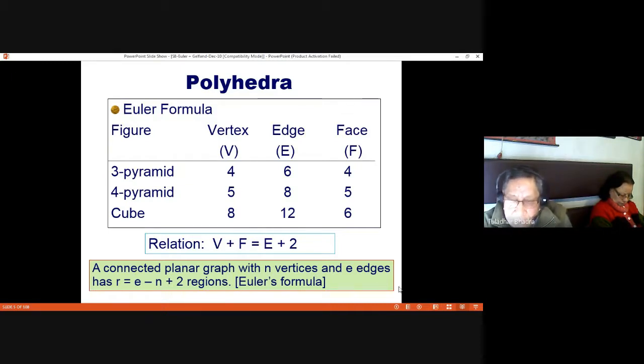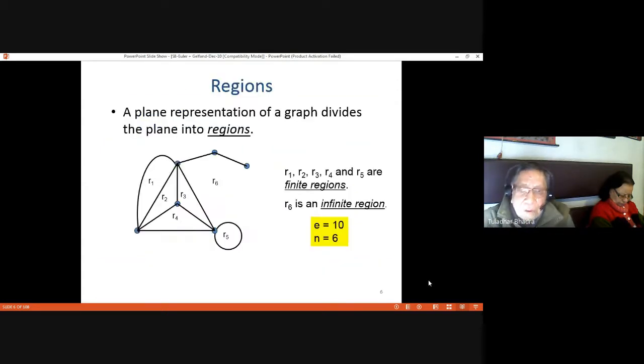Let me illustrate this formula here. If you have a plane representation of a graph, it divides the plane into regions. For example, I have taken this graph over here. You can see there are closed regions here, R1, R2, R3, R4, and R5. These are finite regions. R6 is the remaining plane. And here you can see there are 10 edges. You can count it, there are 10 edges, and there are 6 vertices.